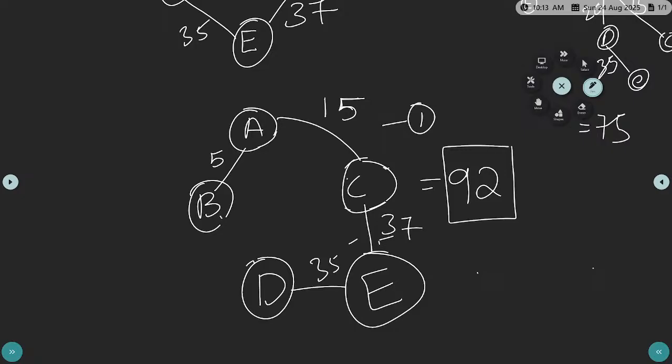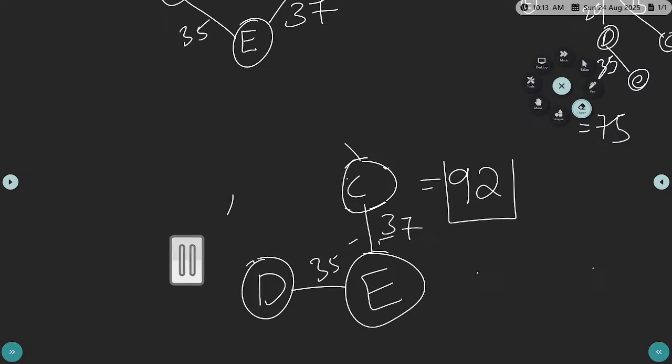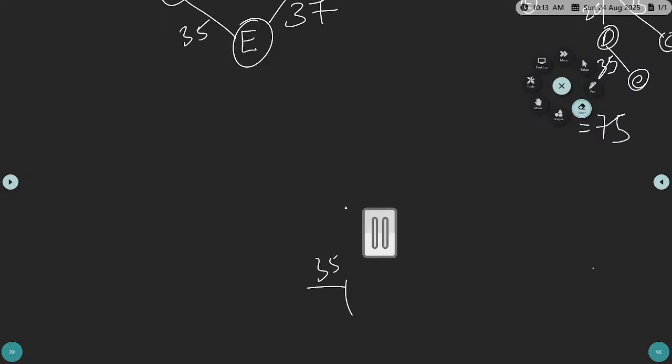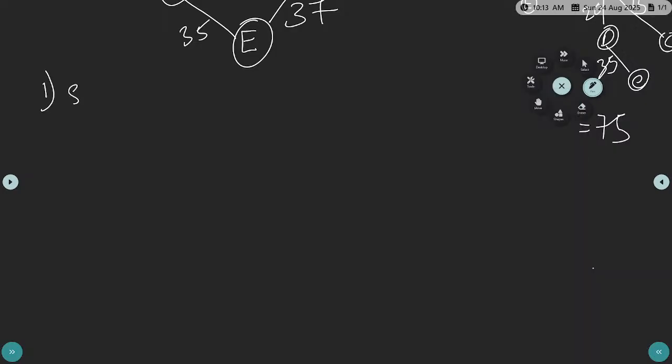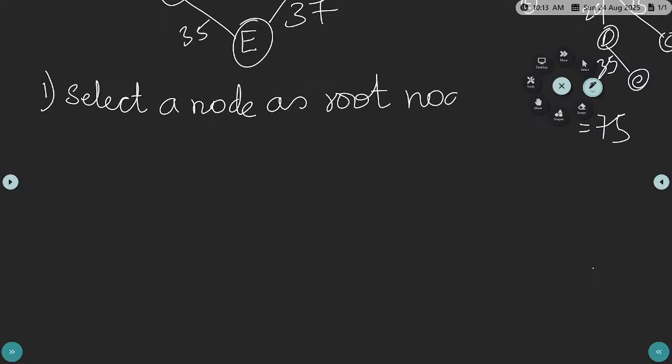Take another spanning tree. You have to write down the answer like this. This is step 1. Directly I'll show you how to write the answer. Write down the answer like this. Please stop talking now. Write down step 1. Select a node as root node. You have to write like this.